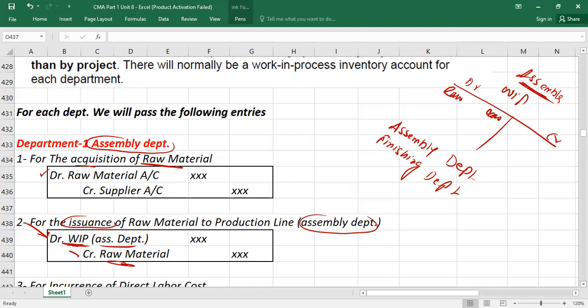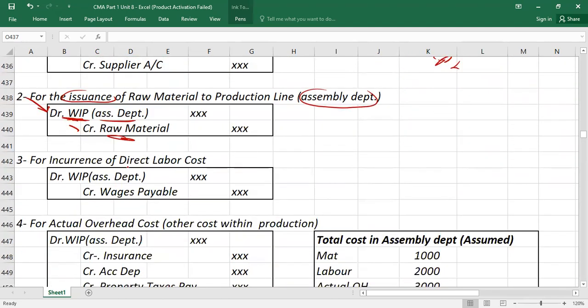Then guys, we will incur labor cost in the assembly department. Whatever actual labor cost you incur, you will debit again the work in process account of the assembly department, and we will credit wages payable.